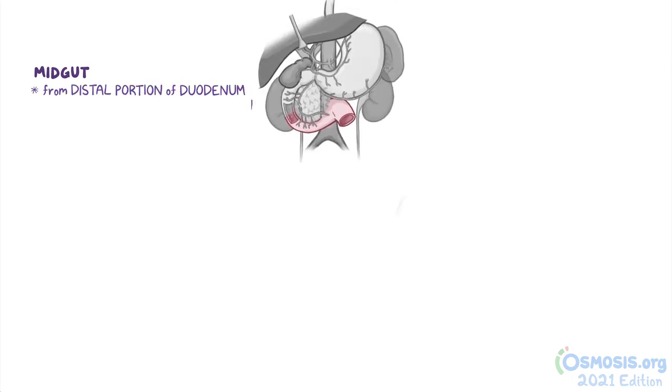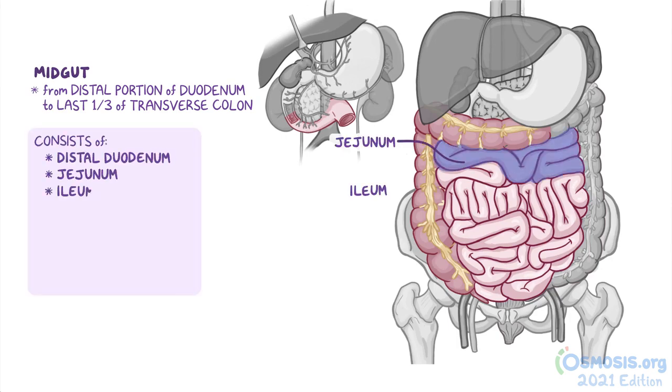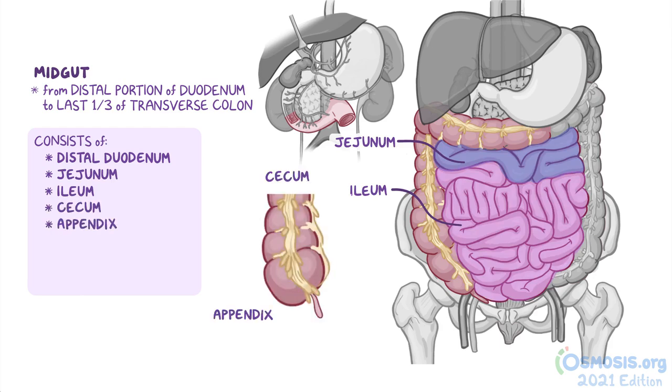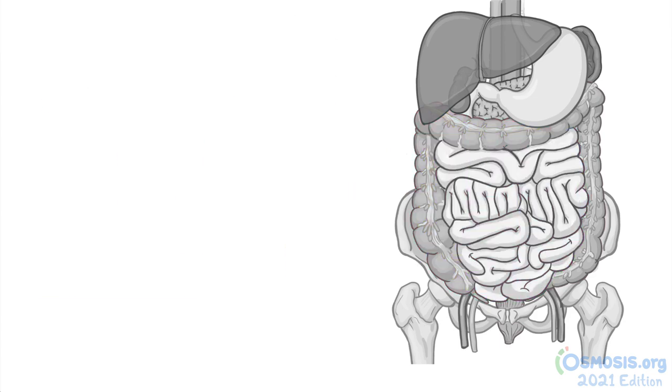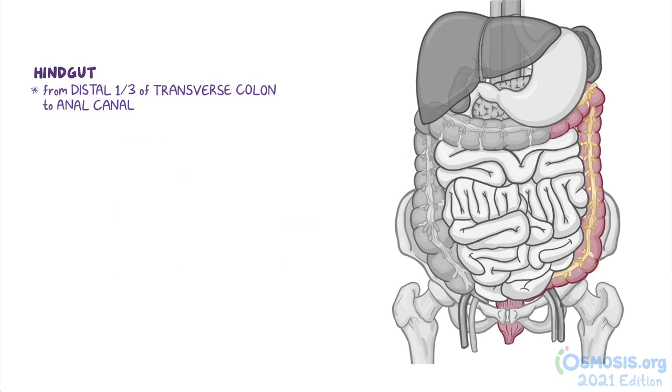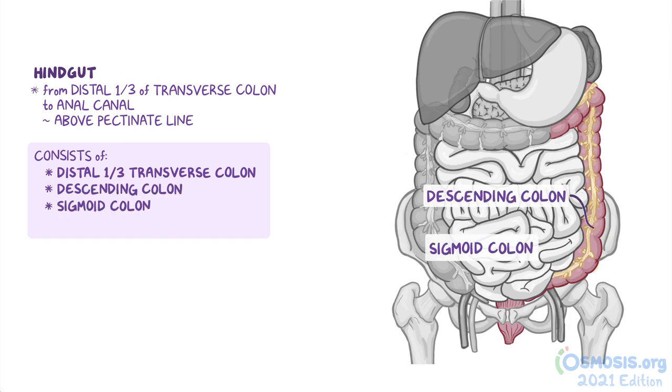The midgut extends from the distal portion of the duodenum to the last third of the transverse colon. It consists of the distal duodenum, jejunum, ileum, cecum, appendix, ascending colon, and proximal 2/3 of the transverse colon. Finally, the hindgut extends from the distal third of the transverse colon to the anal canal, above the pectinate line. It consists of the distal portion of the transverse colon, descending colon, sigmoid colon, and rectum.